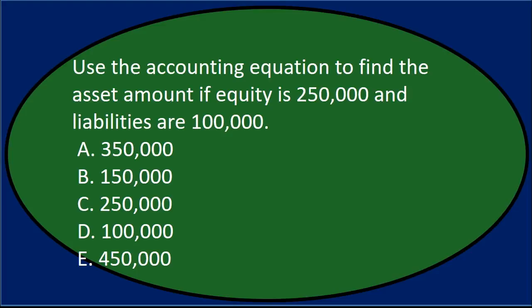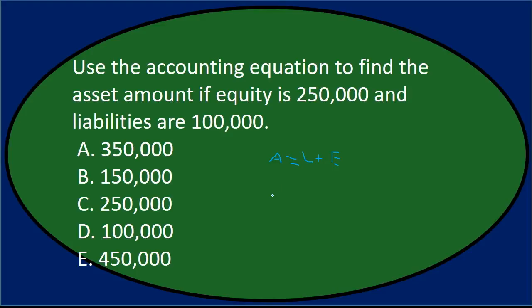And next one: use the accounting equation to find the asset amount if equity is $250,000 and liabilities are $100,000. In this type of problem, I would always write down the accounting equation. We can abbreviate it as assets equals liabilities plus equity. I know that's not the nicest looking of things, but I would always write it down and then put the algebra in there so that we can solve it. Even though there are only three numbers and we could probably do it in our head, if you write it down, you're much more likely not to add or subtract the wrong way.